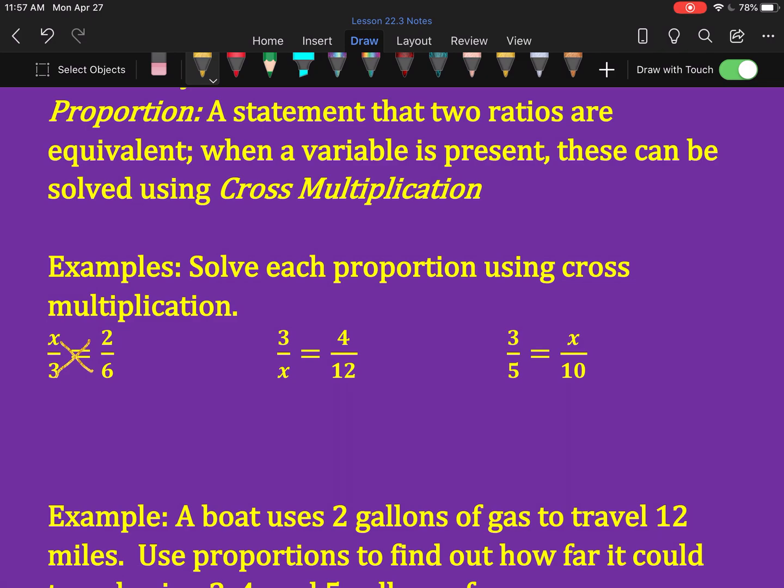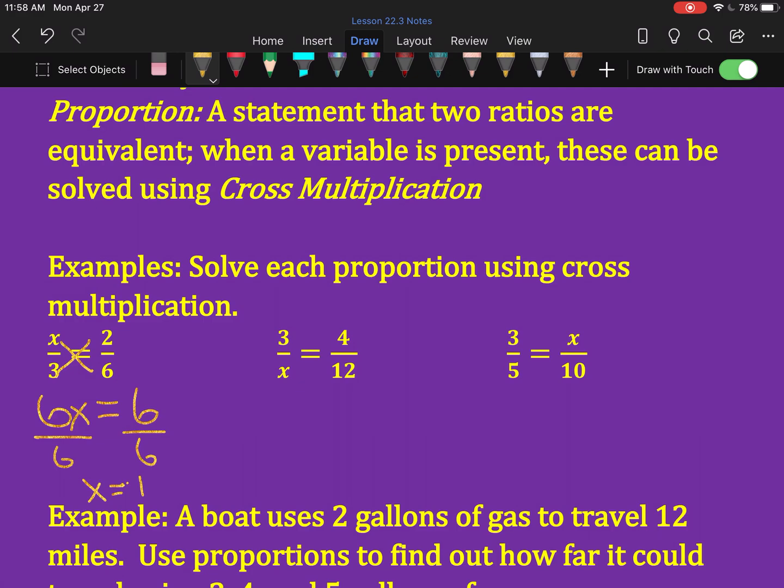So x times 6 is 6x. Please remember that we put the number in front of the variable. 2 times 3 on the other side of the equal sign will be 6. This is a one-step equation. 6 times x is what we see. So to get x by itself, we do the opposite of what we see. That means we will divide both sides by 6. And x is equal to 1.